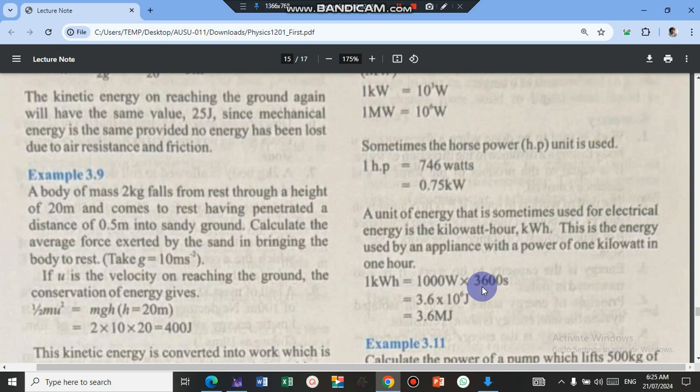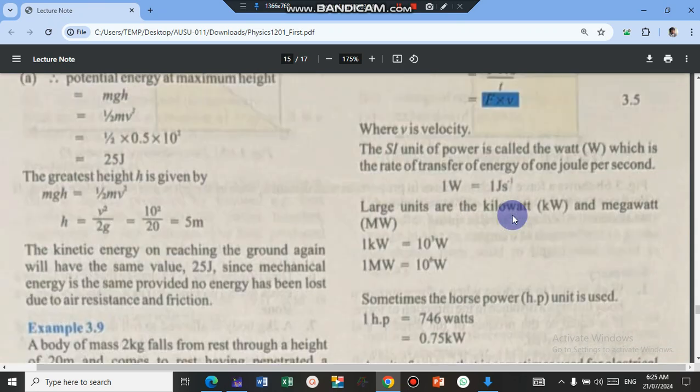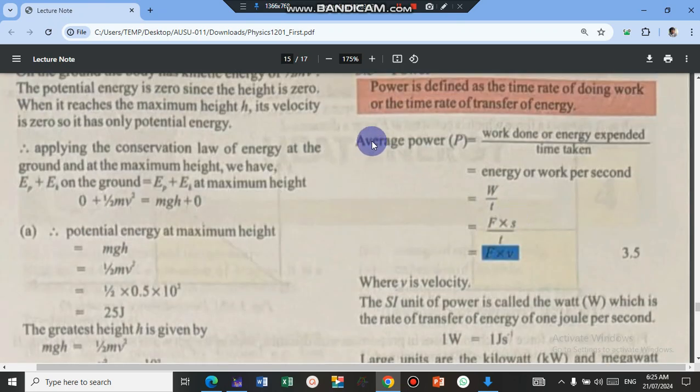The power, or let me say the energy, there is a unit of energy that is sometimes used for electrical energy, and that is the kilowatt hour. Kilowatt comes from power, hour comes from time. If you go back to the formula, the unit of power is kilowatt, and for the unit of time, instead of second you use hour. So kilowatt times hour will be kilowatt hour, and this is equal to the energy.